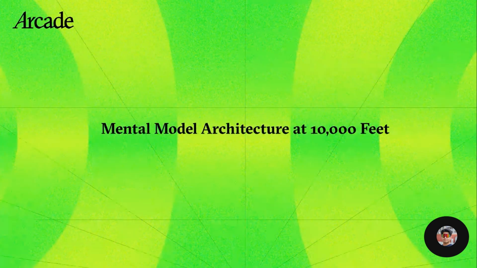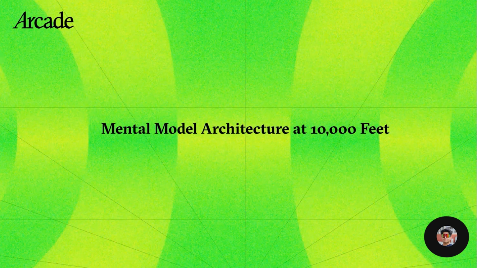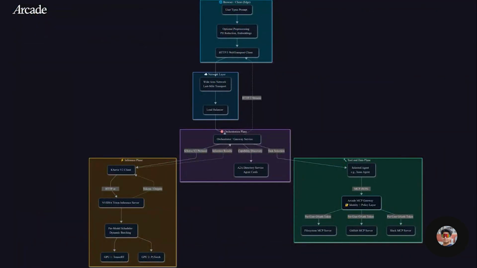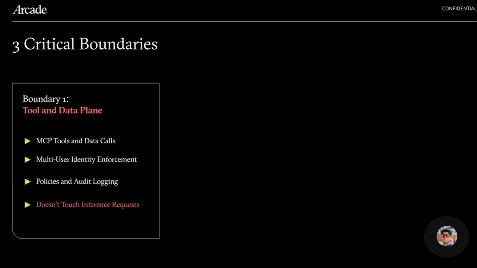So to begin, let's look at the architecture at 1,000 feet, right? So let's establish the complete map. Our prompt will traverse these 3 distinct planes. The first is the tool plane. This is where the Arcade MCP is. This is where your tool calls sit. It's where you handle identities for AI agents that are actually taking action. It's where policies and your audit logging live. And most importantly, this does not touch your inference requests.